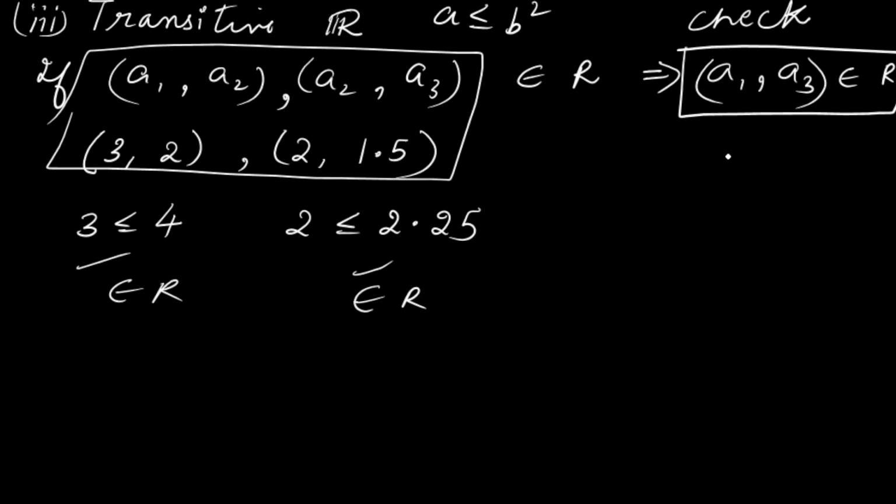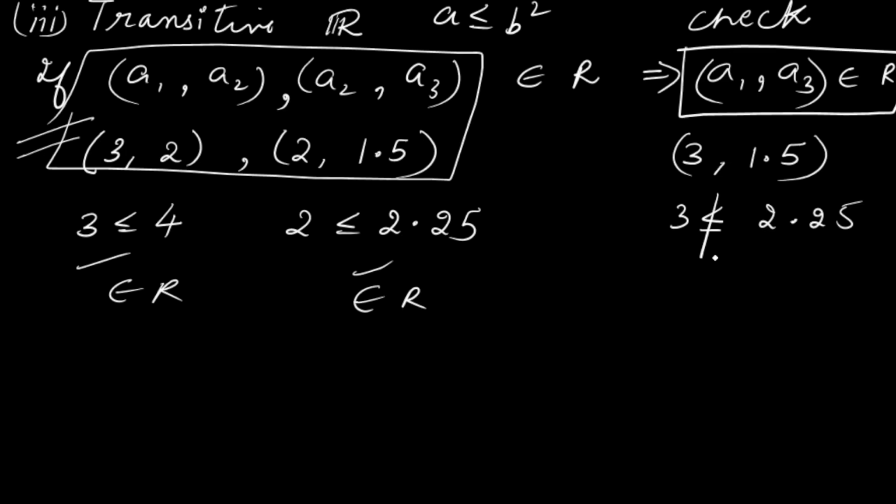Now let's check for A1 and A3. A1 is 3. A3 is 1.5. So if (3, 2) and (2, 1.5) belong to R, I have to check whether (3, 1.5), the first and last, also belongs to the given relation. So let's check. 3 is less than or equal to B square. B square is the square of 1.5, which is 2.25. So we know 3 is not less than this. So this is not less than 2.25. That means (3, 1.5) doesn't belong to R. So here we can conclude that the given relation is not transitive as well.